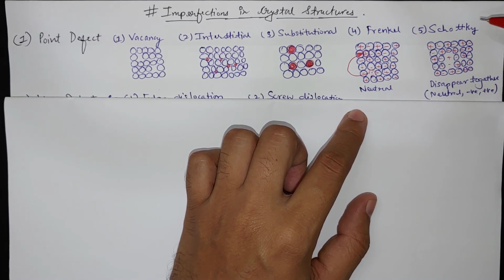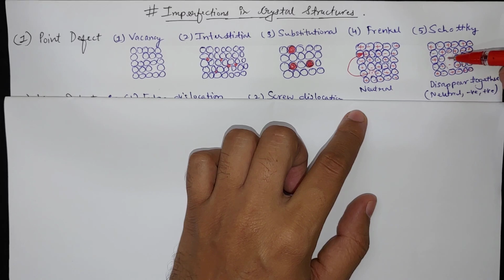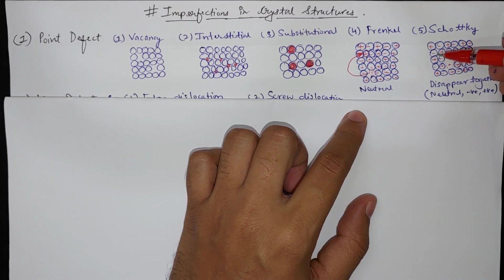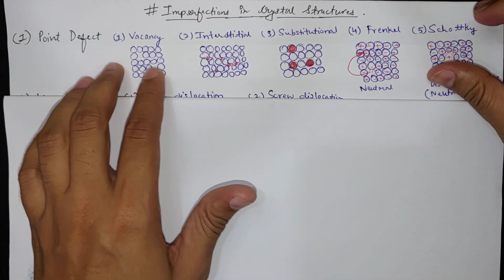In Schottky, the entire ion pair of plus minus will move from the material, so it will be a vacancy defect. There will be no atoms placed and they disappear together, meaning we will have a vacancy at a particular location with both the charges not present, and this kind of arrangement is neutral, no positive or negative charge possible. So these are the point defects.